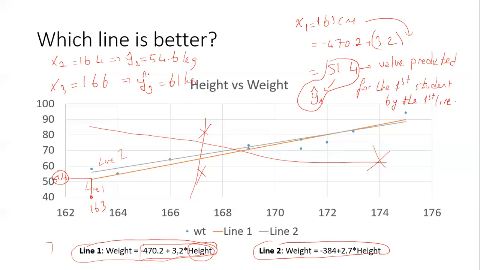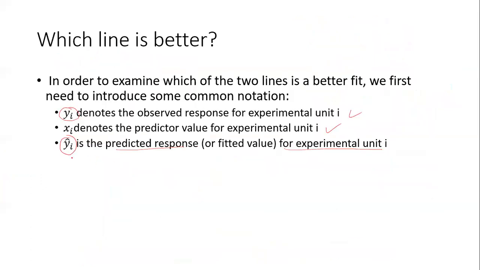Okay? So what are these? These are the predictions made by the first line. This is the prediction for the second student. This is the prediction for the third student. So this is 164. If you just follow this to here, this is 54.6. And for 166, this is equal to 61 kilograms. So these are the yi hat. Two different lines have different yi hats.